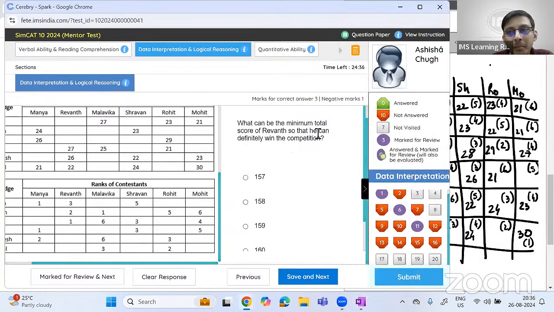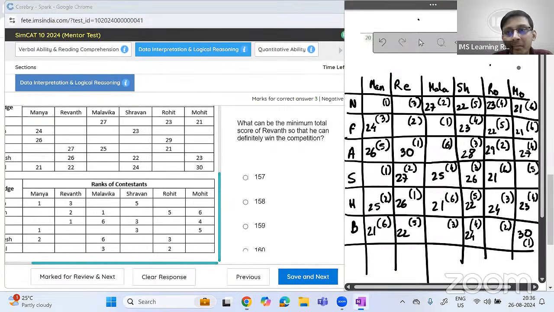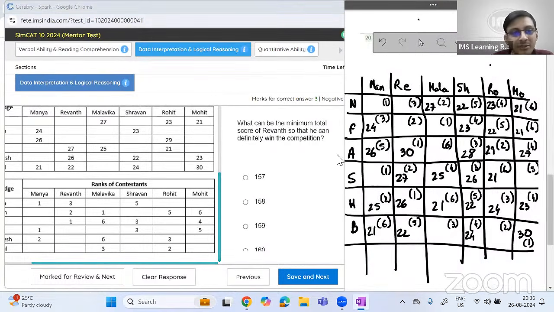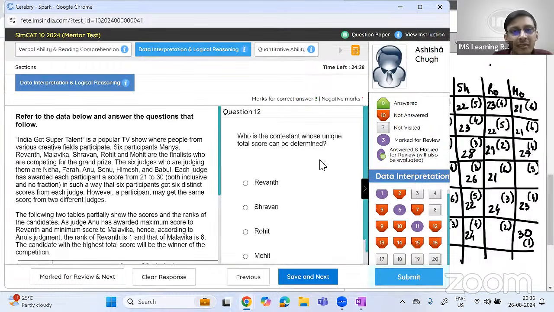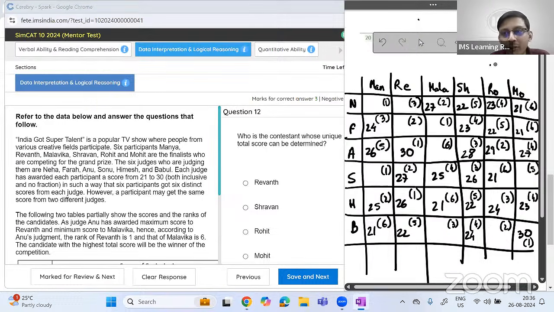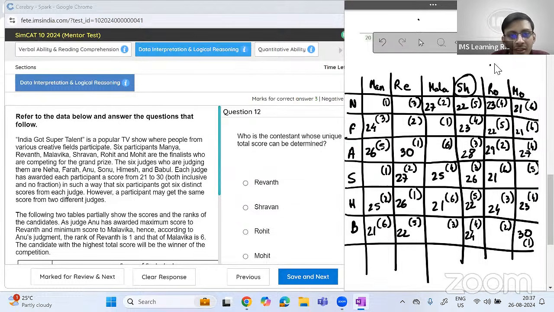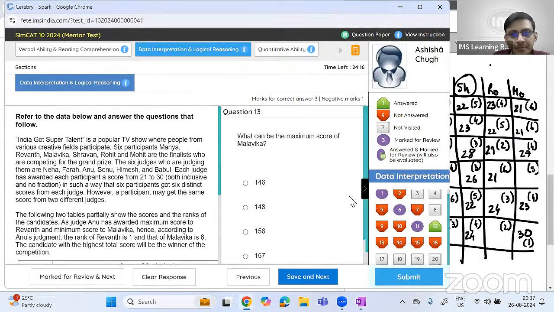Now, what can be the minimum total score of Revan? Minimum total. Okay, seems to be a time-consuming question. Let me skip this one because I can't find everything here. Who is the contestant whose unique total score can be determined? For which contestant have we been able to find? Okay, I can see for Shravan, I have been able to find all these scores. So answer will be Shravan.